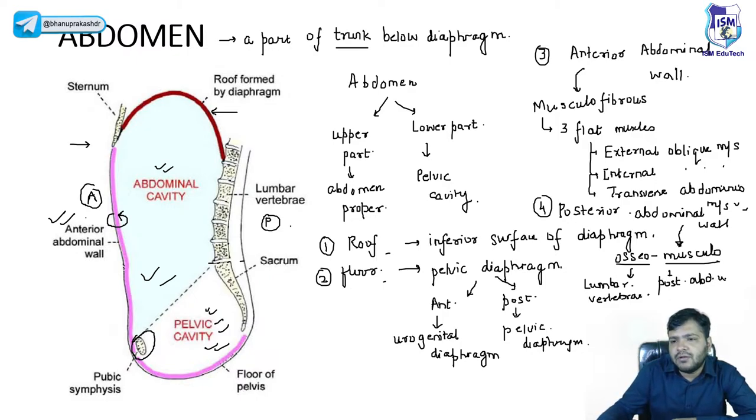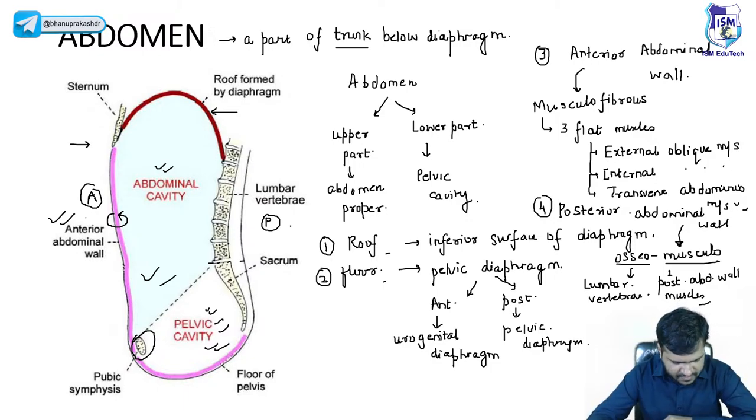Posterior abdominal wall muscles, which we will read in detail. Psoas major, psoas minor, so there is no need to panic at all. Yes, so it is an osseomuscular structure. Is this clear to everyone? Quickly give a thumbs up in the chat box that this portion is clear to everyone.